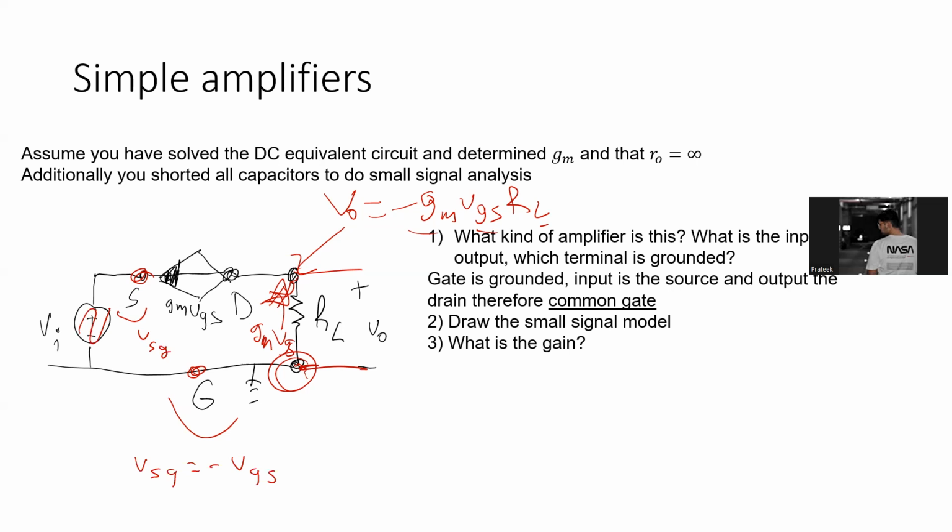Go ahead. The negative GM VGS RL, where does that sign change come from? The fact that there's got to be a current of GM VGS going. Well, the current flows this way because this is the arrow, right? It has to come in this way. And so the ground, the G is at a higher voltage than the drain because the current is flowing up. So there's a voltage drop across the resistor, meaning negative GM VGS.